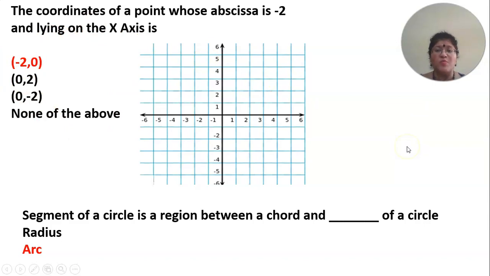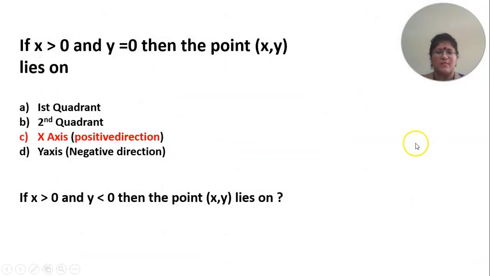Some by mere observation you will just get the answer, and some questions you will have to take a rough paper, jot it down and just click in the correct answer. Segment of a circle is a region between chord and dash of a circle, so it is the arc of a circle. I have done this even in the previous video lesson.